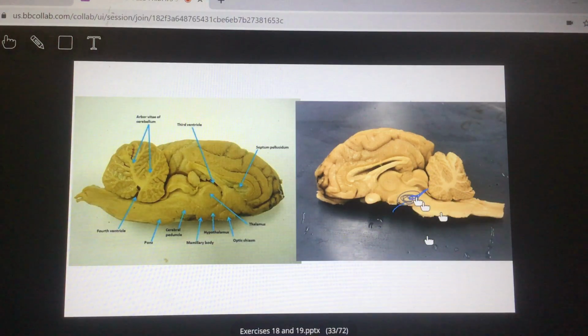Oh, too low. Yeah, yeah. Whoever did the gray, that's the gray. Awesome. That's what I want. Good, good, good. That's the midbrain. Awesome. Now, where is the pons?